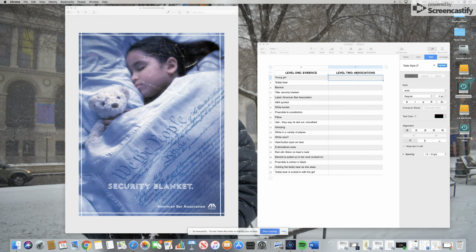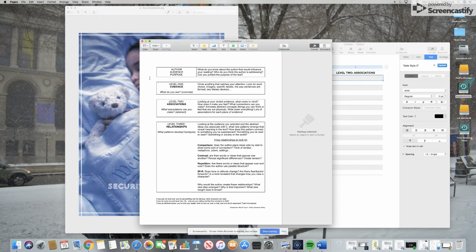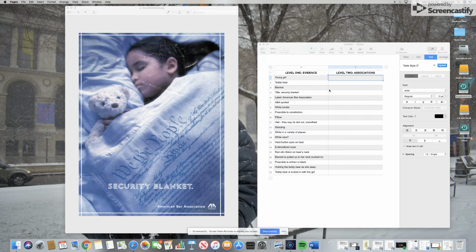Now we're going to move to associations. And if you remember before, if evidence one is concrete, anything that catches your attention, level two is anything that comes to mind. How does it make you feel? What connections can you make? Can you annotate abstract concepts, like things you can think or feel that are not physical? And you're going to write down everything. And you're going to make lots of associations for each piece of evidence, right? So we're going to look at these associations. What are abstract terms? Things we can't see or touch, but we feel, right?